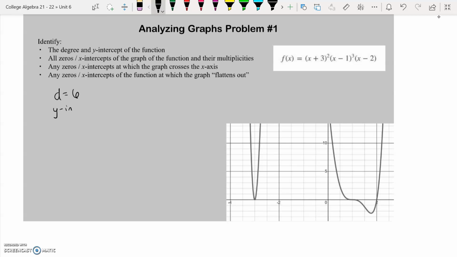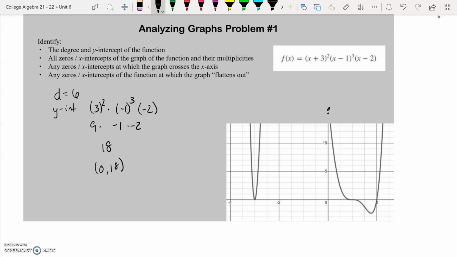The y-intercept, I would do 3 squared times -1 cubed times -2. So when you do that, you would get 9 times -1 times -2, which would be 18. If you look at it, it's up here. It doesn't really show it, but my y-intercept should be 18.